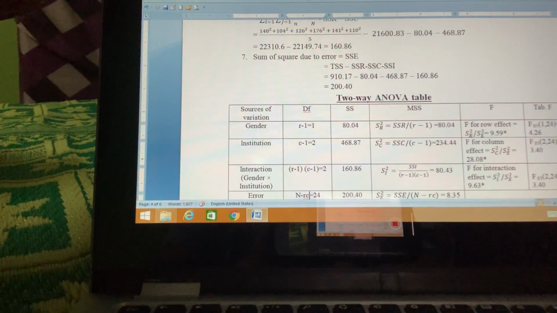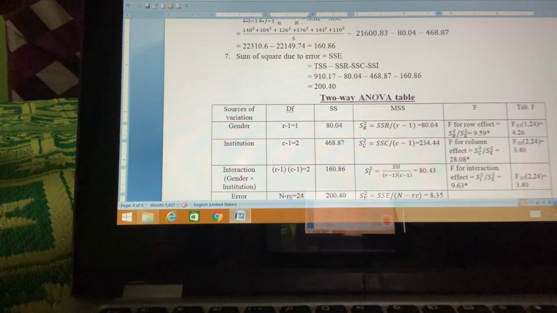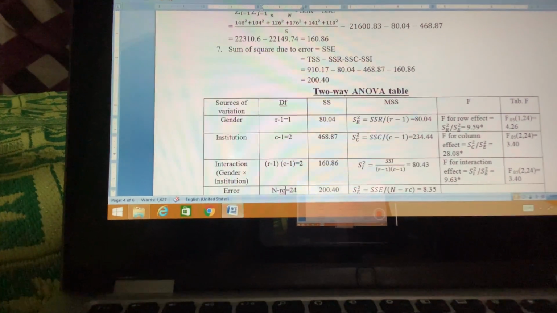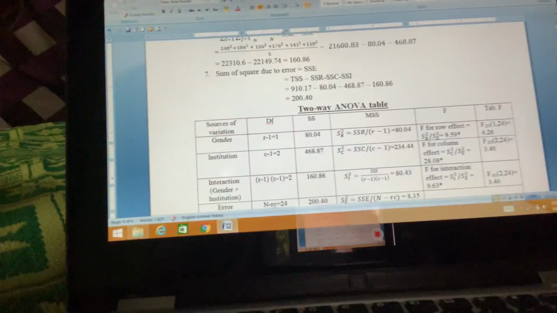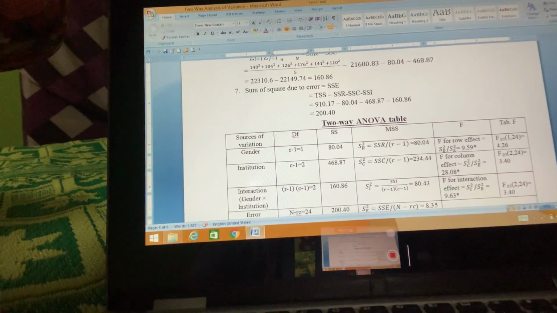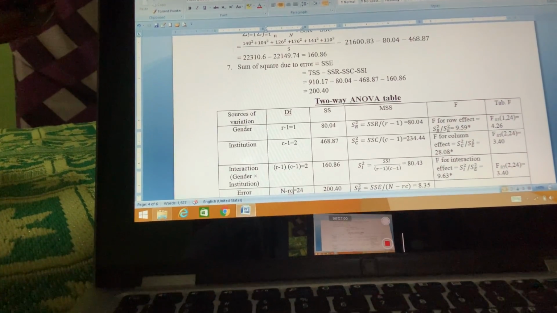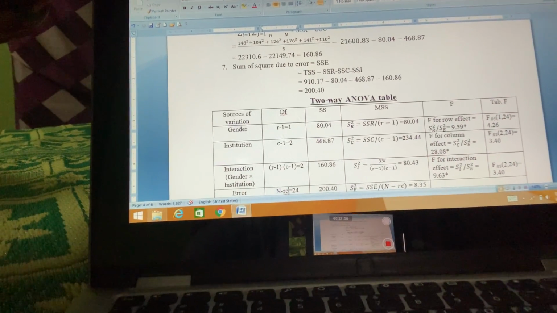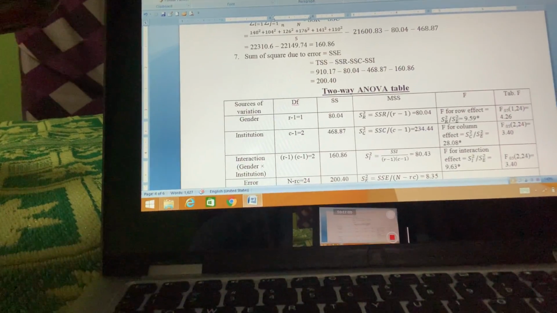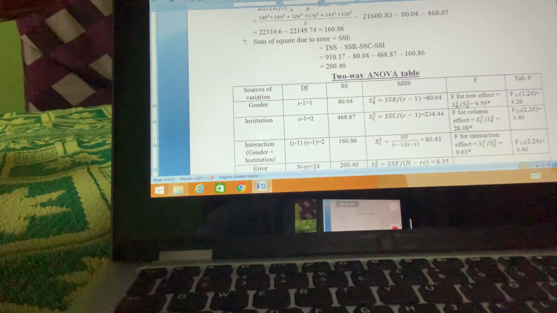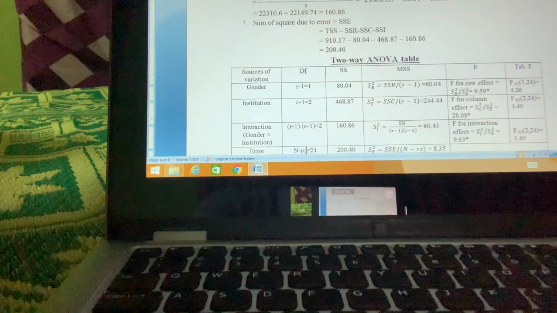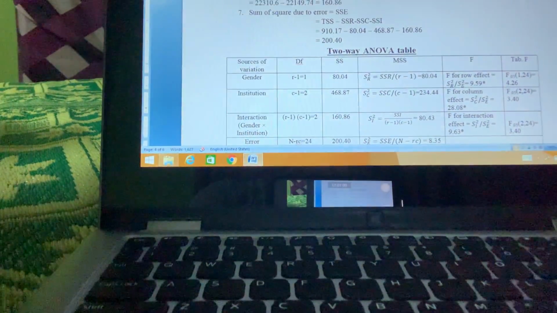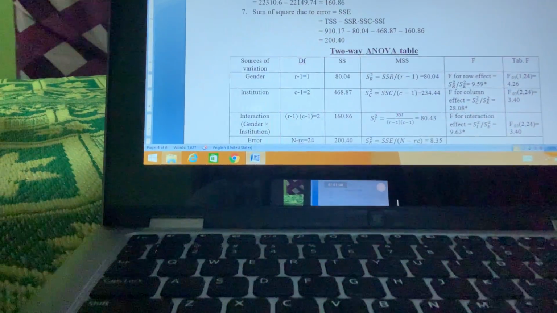Now this is how SS, sum of square, you have calculated. MSS means sum of square divided by respective degree of freedom, and then F ratio for row, that means for gender, right? So F ratio means MSS of row divided by MSS of E, right? For column, MSS for column divided by MSS for E, and third one is interaction, for interaction MSSI divided by MSSE. Okay.